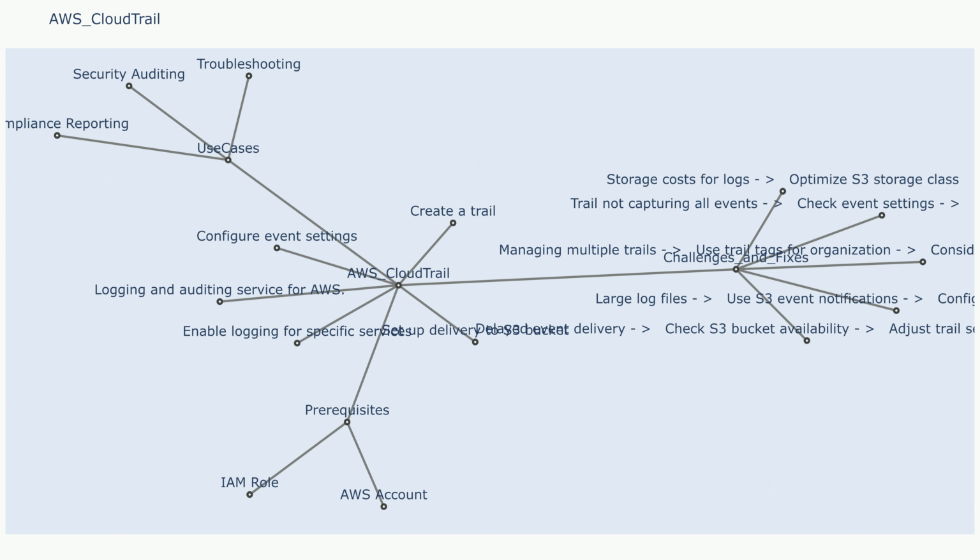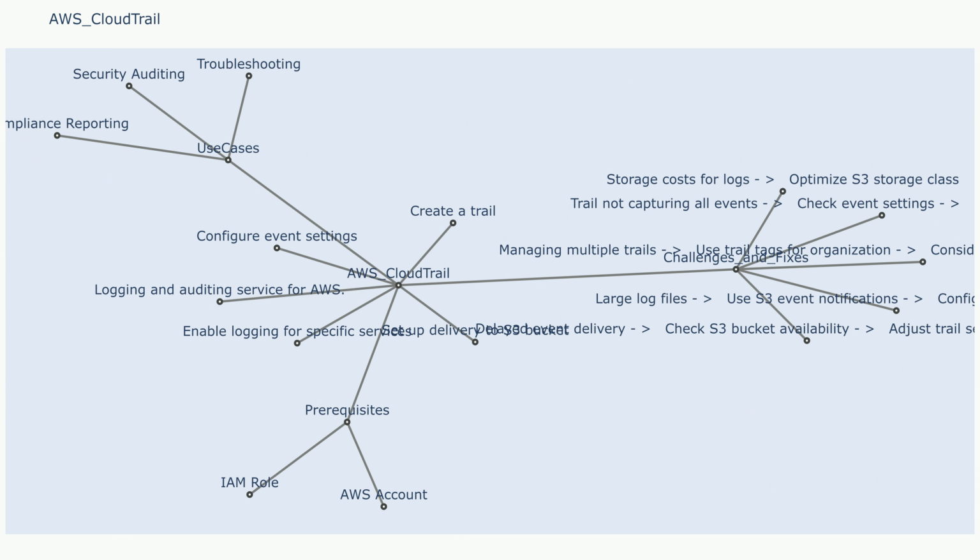Challenges and fixes: storage costs for logs. Storing CloudTrail logs in S3 can incur storage costs. Optimize S3 storage class. You can reduce storage costs by choosing a more cost-effective S3 storage class, such as S3 Standard, Infrequent Access (S3 Standard-IA), or S3 Glacier. You can also use lifecycle policies to automatically transition logs to a lower cost storage class after a specified period of time.